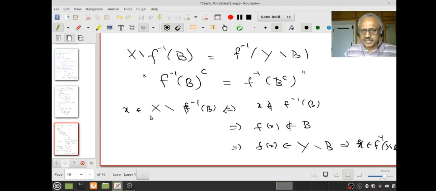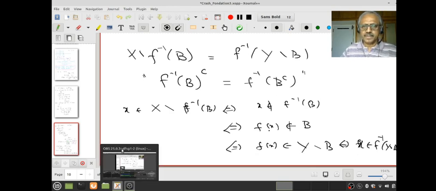Okay, start with x in X but not in f inverse of B. This happens if and only if x is not in f inverse of B. That we know now. When does this happen? This happens if and only if f(x) is not in B. Therefore, that means f(x) is in Y but not in B. But that is equivalent to saying x is in f inverse of Y minus B. Therefore, we have proved these are equal.